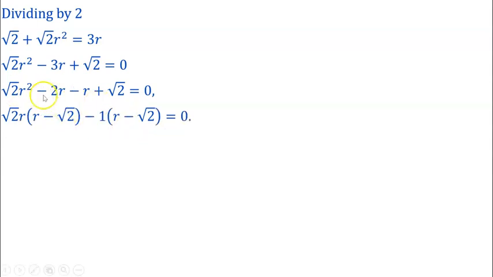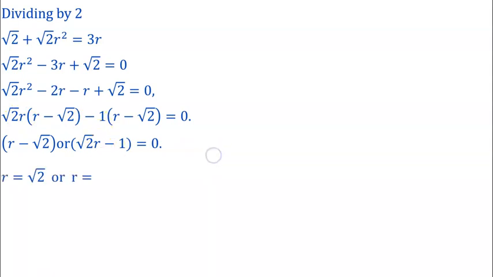Now from these first two terms, take root 2 r common, then in bracket you will get r minus root 2, and from these two terms take minus 1 as common, then in bracket you will get r minus root 2, that equals 0. Again, from these two terms take r minus root 2 as common, and in the next bracket root 2 r minus 1, that equals 0. Therefore r equals root 2 or r equals 1 upon root 2.